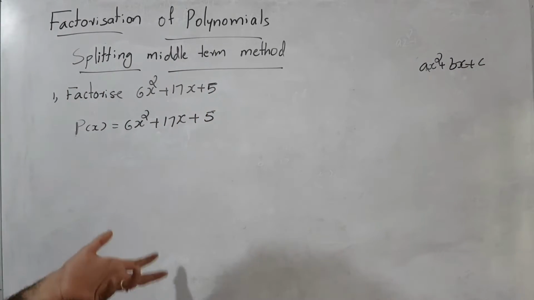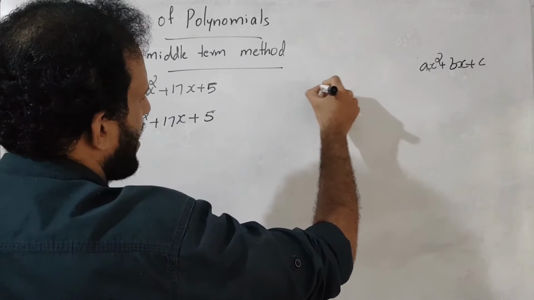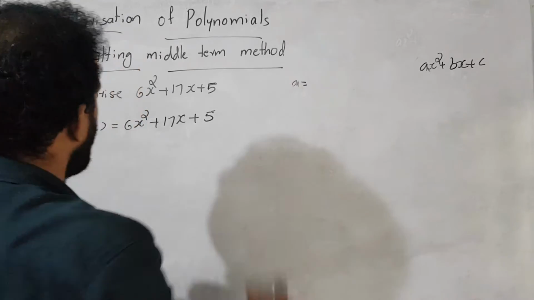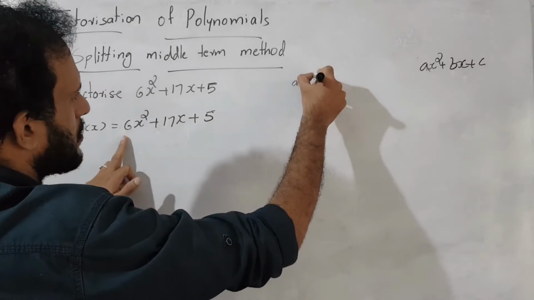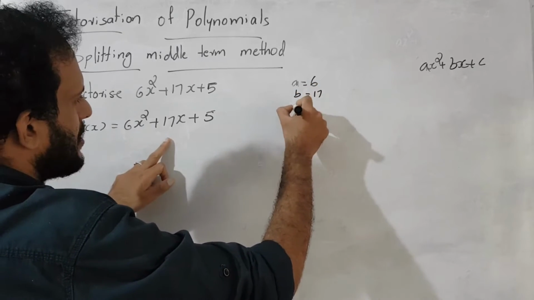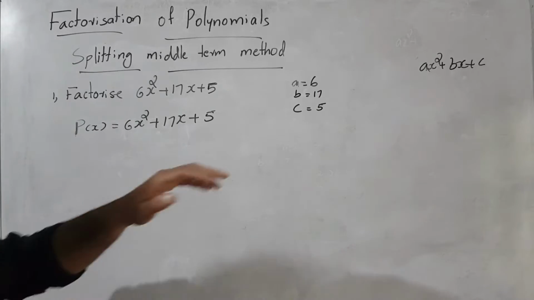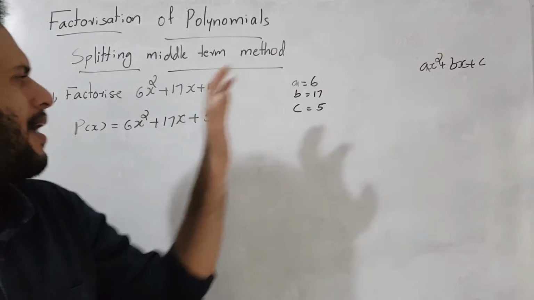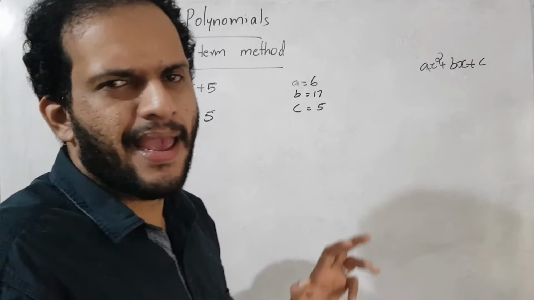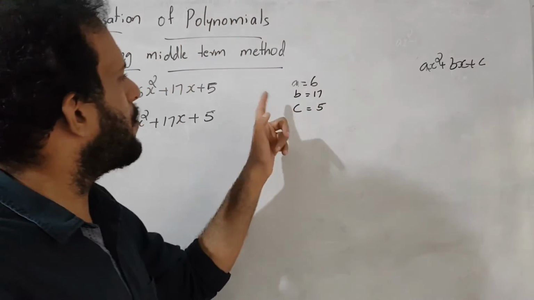Then after you identify the values of a and b, we write here the value of a. A is equal to 6. B is equal to 17. C is equal to 5. Correct? Then we identify, just by comparing the standard form and the given polynomial, the values of A, B and C. Then we write the values of A, B, C.